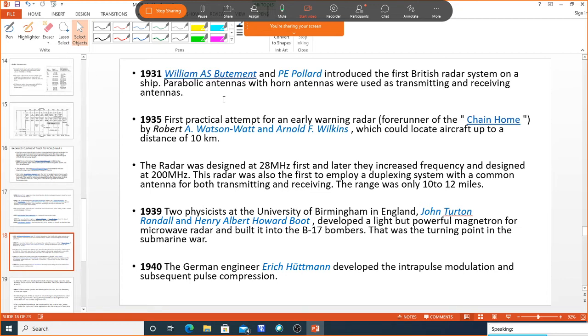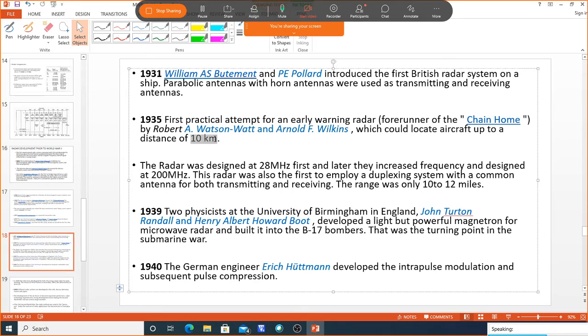it will be easy to detect a target with a high resolution. So they used these parabolic antennas and horn antennas, and they designed the radar system in 1931. And in 1935, they designed the first practical attempt at an early warning radar for civilian applications. They even located the aircraft at a distance of 10 kilometers.